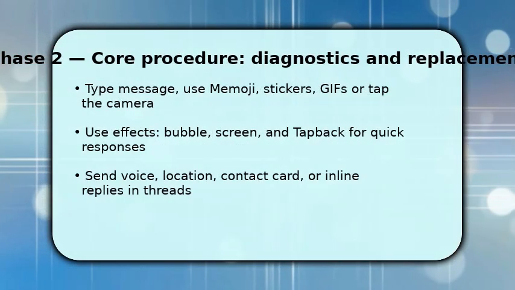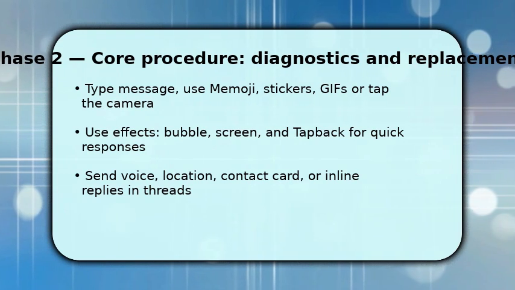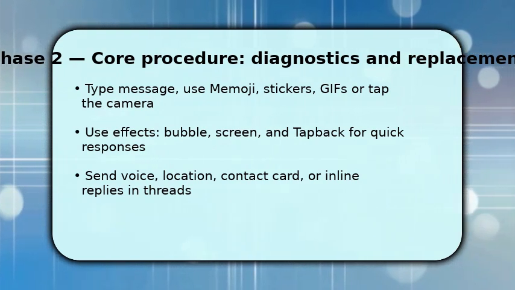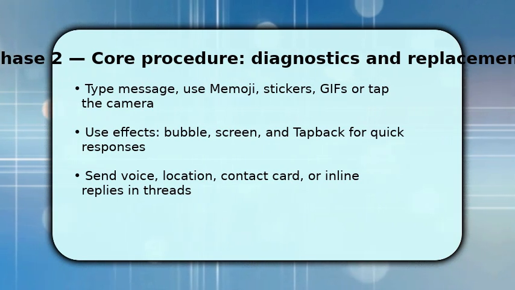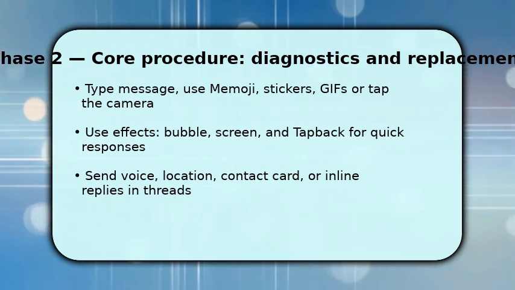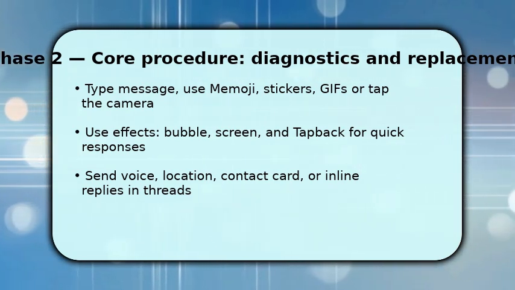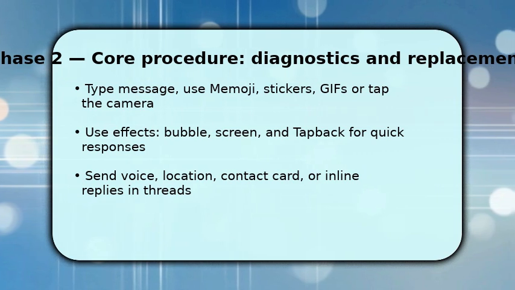You compose by tapping the text field and typing, then enhance your message. Tap the app drawer to add memoji, stickers, or GIF. Use the camera to attach photos, press and hold to record video. To emphasize, press and hold the send arrow for bubble or screen effects.